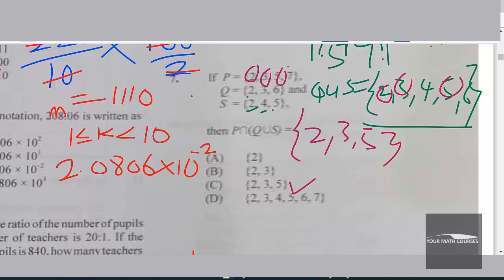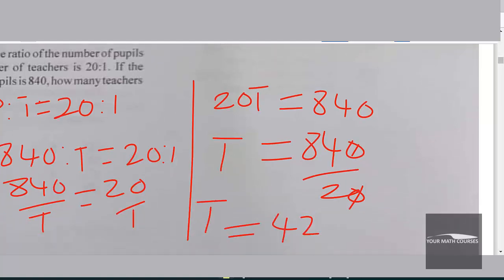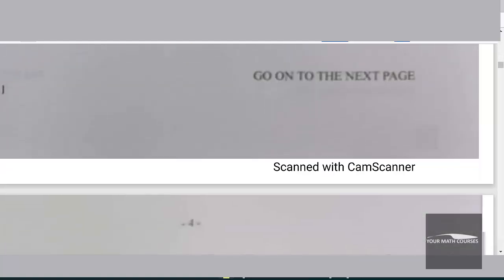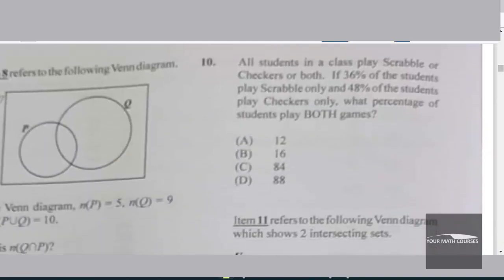Now let's look at number 7. Okay, number 7 is what we just did. So let's move on to number 8.